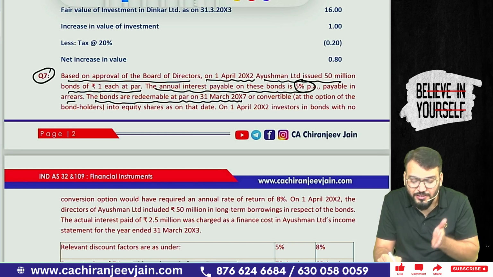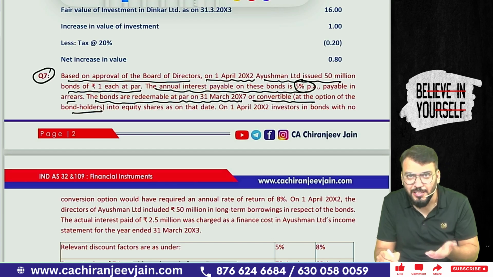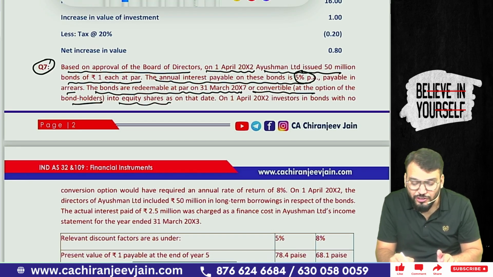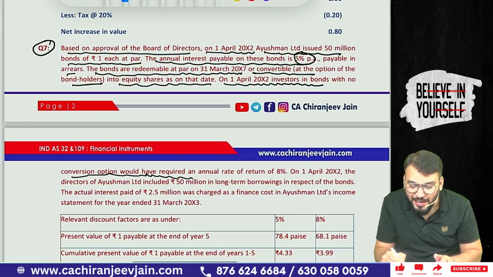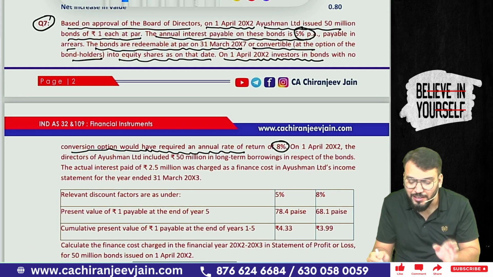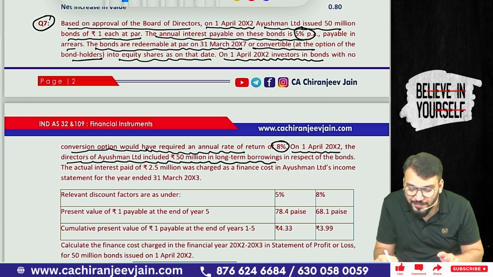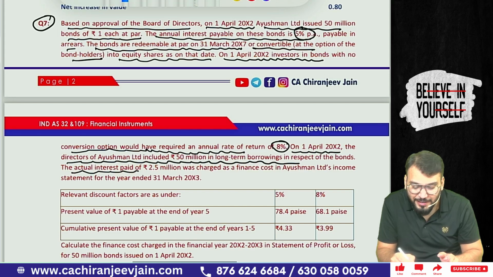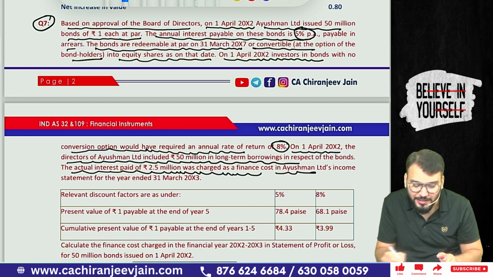Means after how many years? 5 years. Or convertible at the option of the bondholder. It is optionally convertible into equity shares. On 1st April 2002, the investor of a bond with no conversion option would require an annual rate of interest of 8%. So this becomes the market rate of interest of a similar bond without conversion option. On 1st April 2002, the directors of Ayushman Limited included 50 million in long-term borrowing in respect of the bond, and actual interest paid of 2.5 million is charged as a finance cost in Ayushman Limited's income statement.